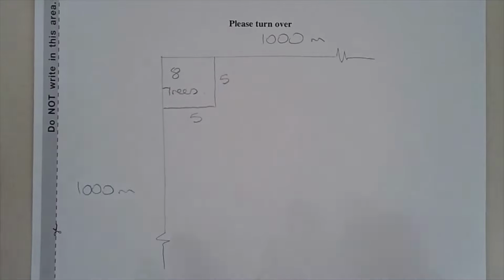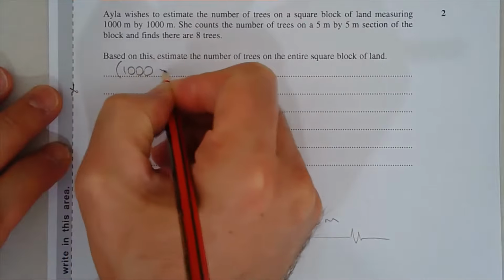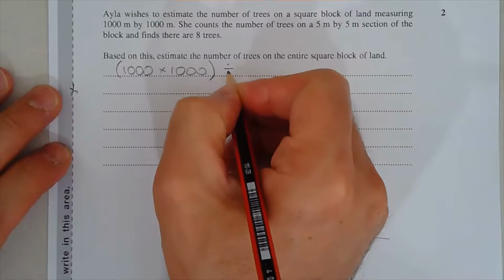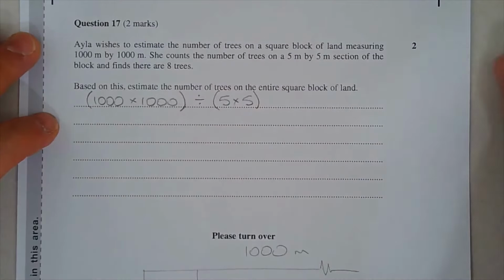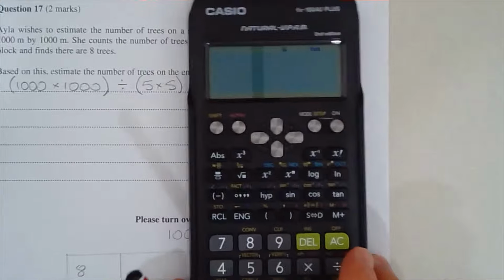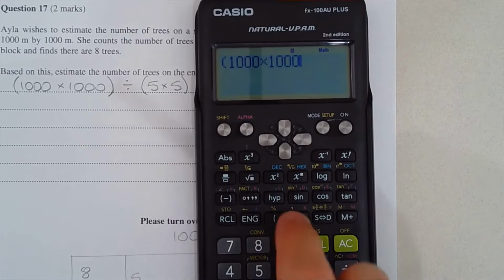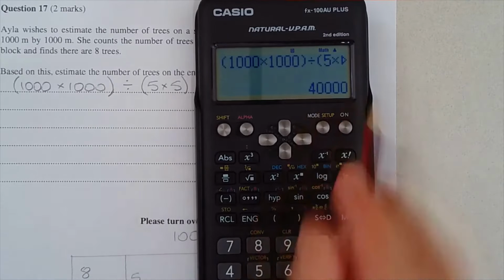Okay, and we could work that very easily just by using area. So area of the large block of land is 1,000 by 1,000. We're going to divide that by the area of the small block of land, that's the small square, so this square here. Okay, and that gives us, now I'll break this up into 2 calculations instead of doing it all in the one. So 1,000 times 1,000 divided by 5 by 5, and we get 40,000.